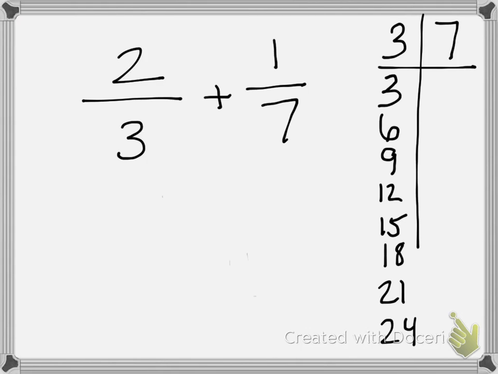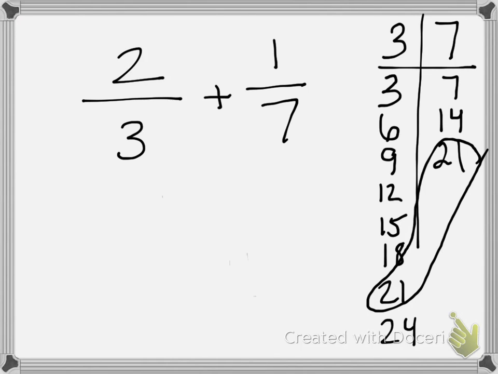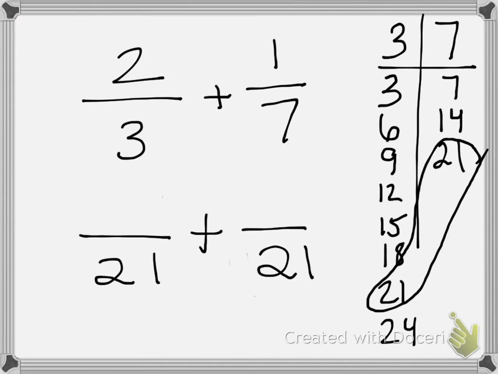Then I'm going to count by 7s because that's my next denominator. 7, 14, 21. And I can stop here because I notice that their least common multiple, or the smallest number they share, is 21. So that's going to be my new denominator. I'm going to draw a new problem out, and I'm going to make my denominator 21.